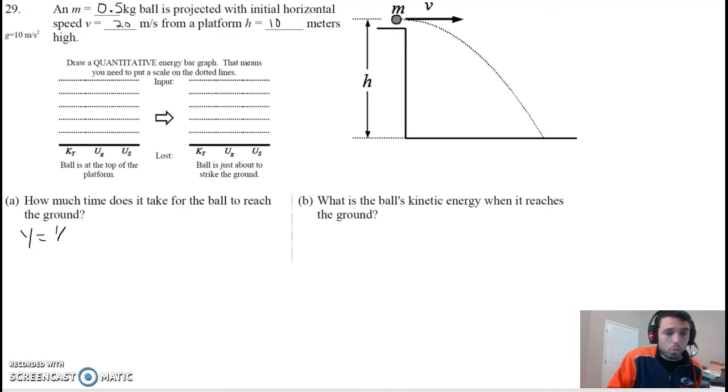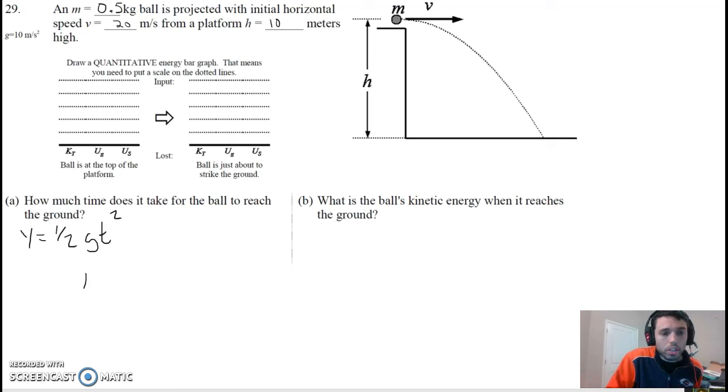Y equals 1/2 gt squared, right? Doesn't matter how fast the ball is going horizontally, that doesn't make any difference. Remember the example I gave 100 times in class. If I fire a bullet from a gun or drop a bullet straight down at the same time, they both fall at the same time. They fall at the same rate, assuming I fired the bullet horizontally, which we are doing. In this case, it is being fired horizontally.